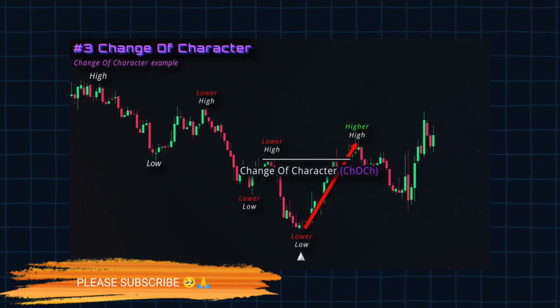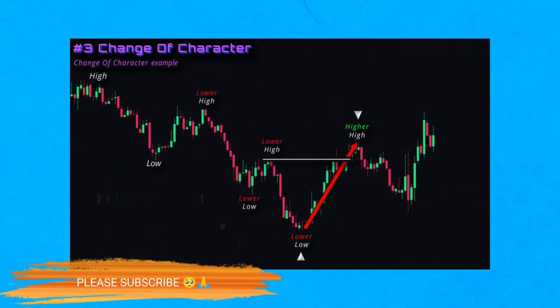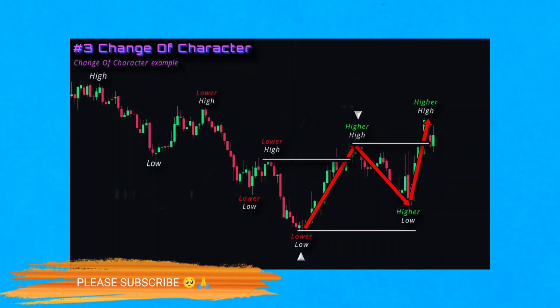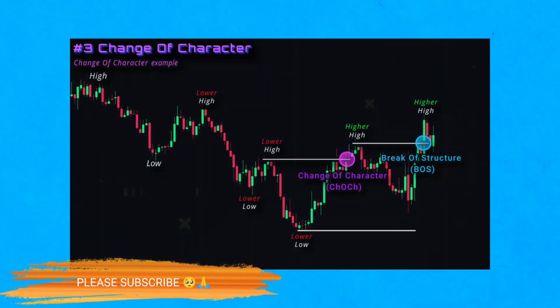And as seen in this example, after the price broke the previous highs, it went down, remained above the previous lows, went up, and broke above the previous highs. So now we have a break of structure that formed after a change of character. And because of this, it is now confirmed that the market structure has transitioned from a downtrend to an uptrend.